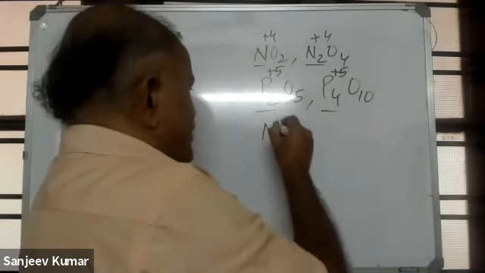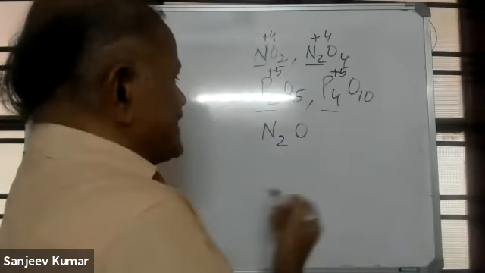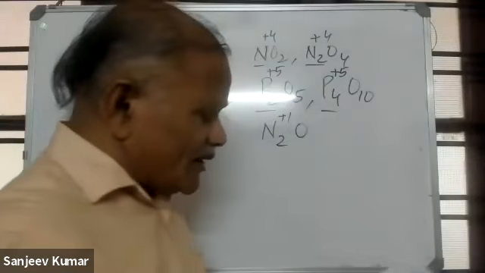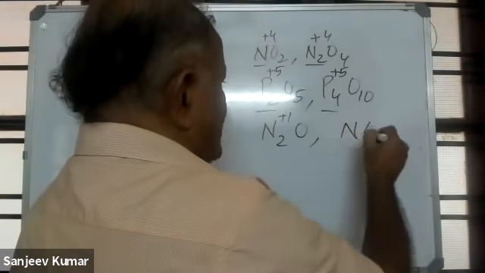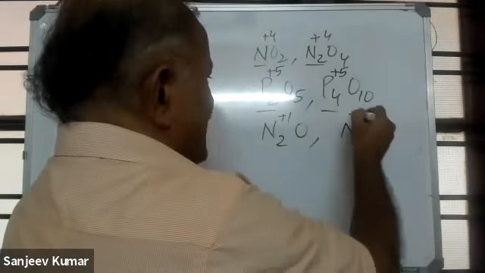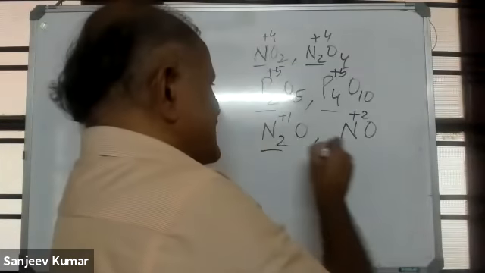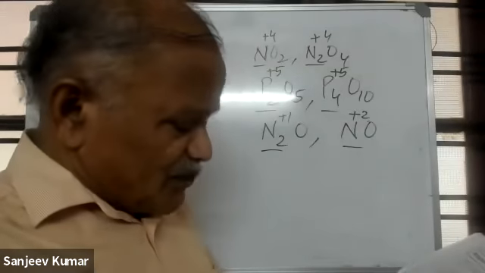N2O, nitrous oxide. Oxygen is minus 2, the 2 nitrogen atoms are plus 2, and therefore nitrogen is in the plus 1 oxidation state. In NO, nitric oxide, oxygen is minus 2, therefore nitrogen is in the plus 2 oxidation state. That is, the increase in oxidation number is 1, plus 1 to plus 2.